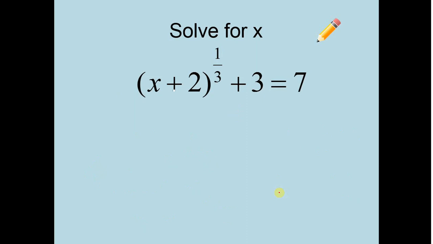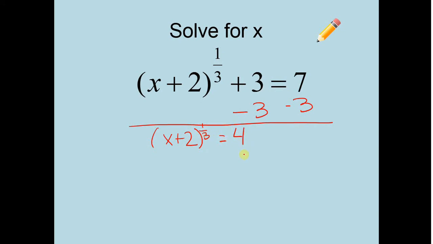Last problem for the video. So just like last time, let's subtract 3 from both sides. I have x plus 2 to the 1/3 equals 7 minus 3, 4. Let's convert that. So that's going to be the cube root of x plus 2. Nothing on the outside because there's technically a 1 there. We don't have to worry about that.